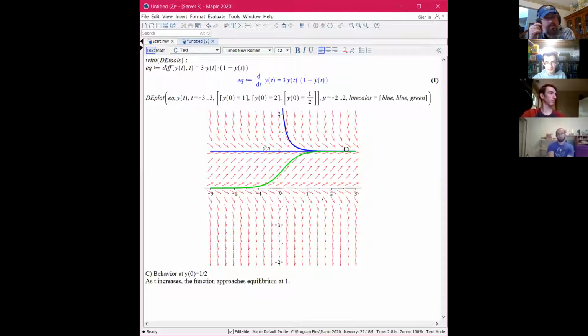Yep. Now, this is a really interesting graph because we can talk about equilibrium as t approaches infinity, but what happens to that same curve as t approaches negative infinity? It approaches 0. So technically, this graph has 2 equilibrium solutions. One of them is at y equals 1, and one of them is at y equals 0. If you take a look at the equation for that graph, it is 3y times 1 minus y. Do you see where the 2 equilibrium solutions come from in the equation?